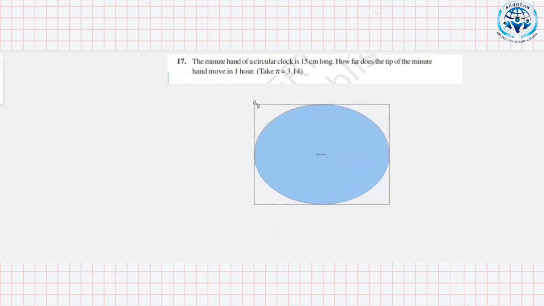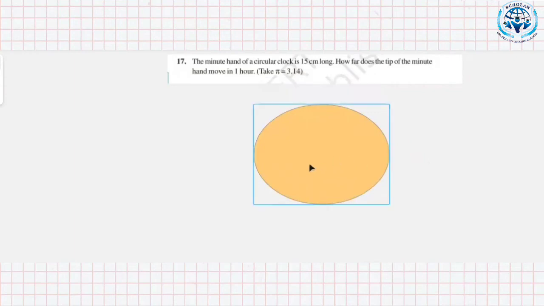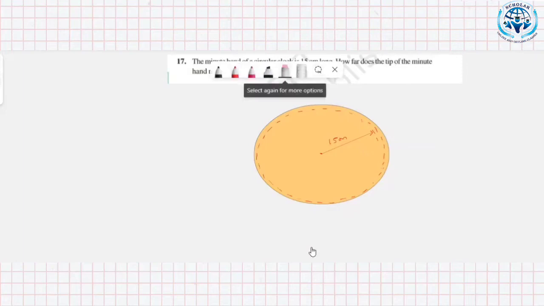Last question of this exercise. The minute hand of a circular clock is 15 centimeter long. How far does the tip of the minute hand move in 1 hour? This is a circular clock. This is 15 long. How far does the tip of the minute hand move in 1 hour? That means 60 minutes. In 60 minutes it will cover the whole of the clock.